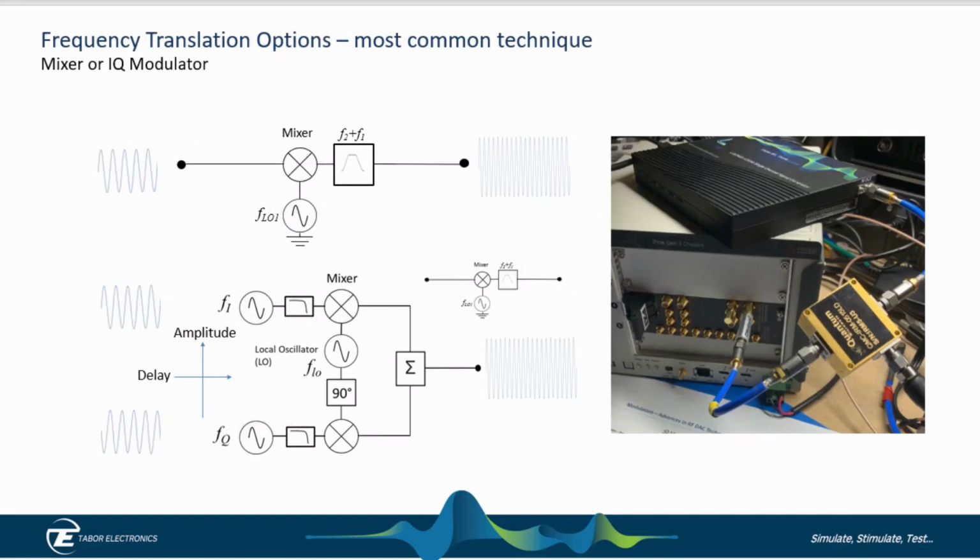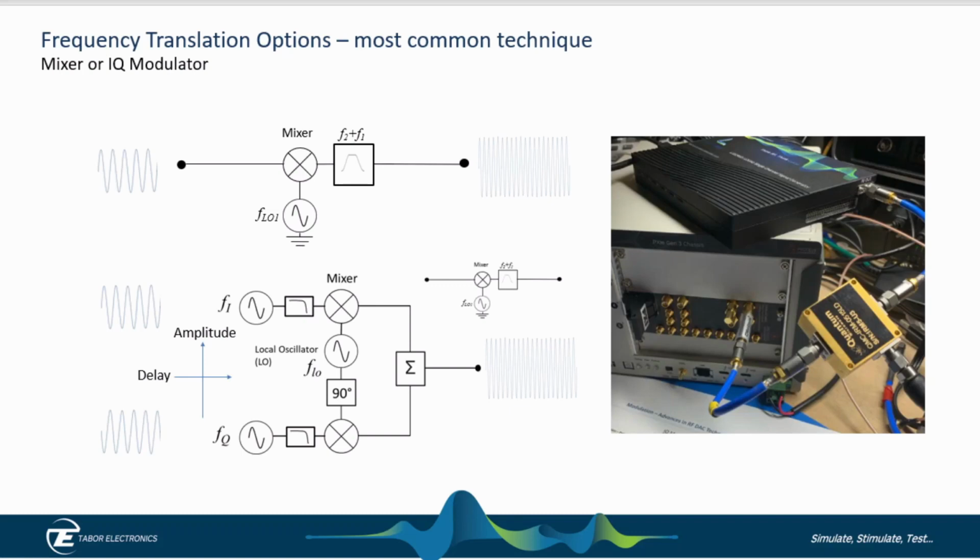Let's look at frequency translation. This is the most common technique. There's two types of frequency translation devices. There's what we would call an IF mixer and an IQ modulator. An IF mixer takes advantage of nonlinear distortion. You put frequency in and it's either added or subtracted to the local oscillator. You would use a filter to filter out the frequency that you require. The filter needs to be reasonably narrow band, which means it's going to be an expensive filter and it's going to be very highly tuned and have a good Q.